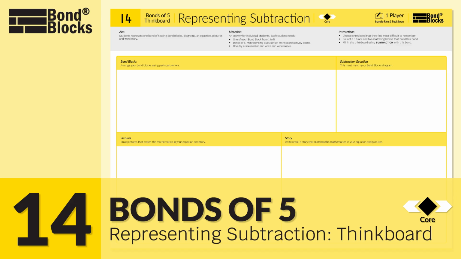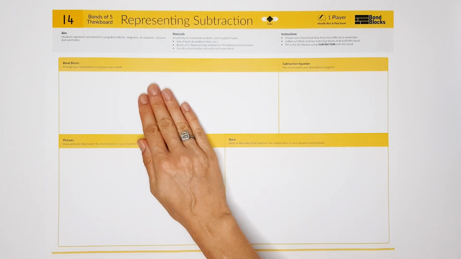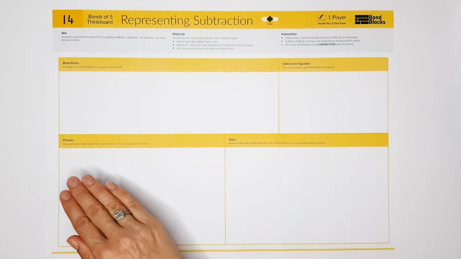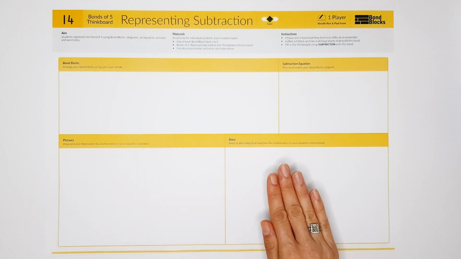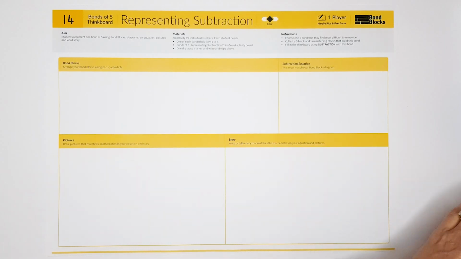Welcome to Activity 14, representing subtraction. In this activity, we will be representing one 2-part bond of 5 using bond blocks in a part-part whole diagram, a written subtraction equation, drawn pictures, and words in a story. I'll begin with the part-part whole diagram.